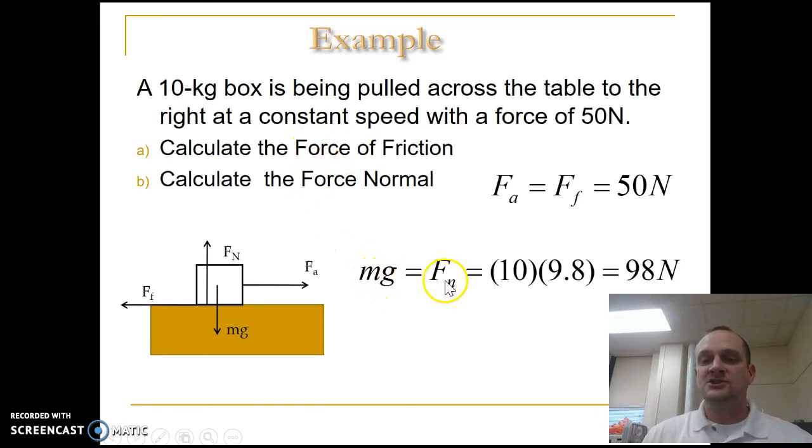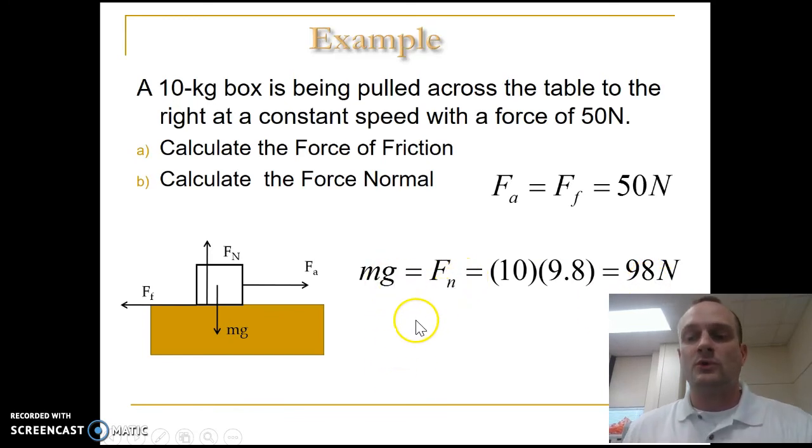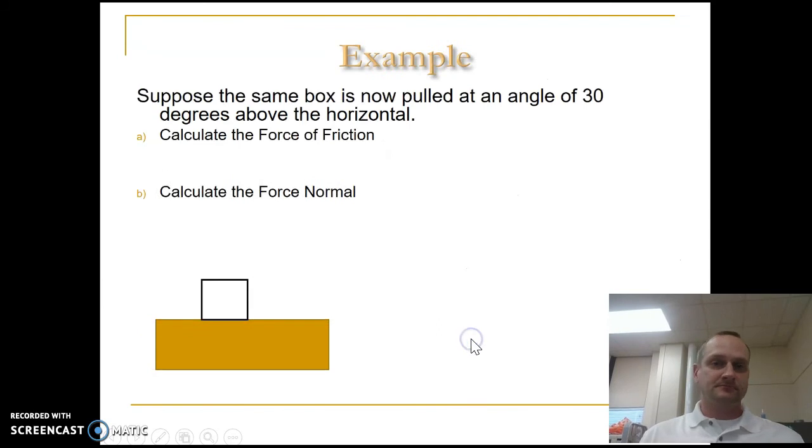So mg equals Fn. Well, I was told the box is a 10 kilogram box. That's my mass, times g of 9.8 meters per second squared. That gives me 98 newtons. So in this case, mg and the normal force are equal to each other.